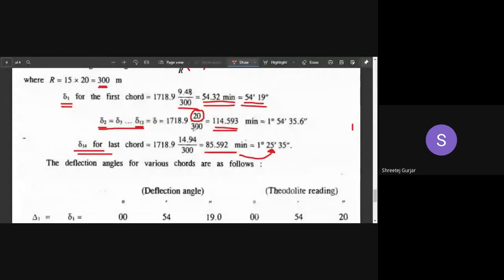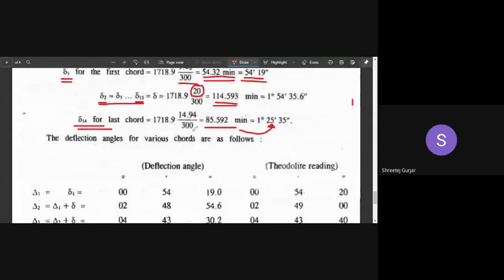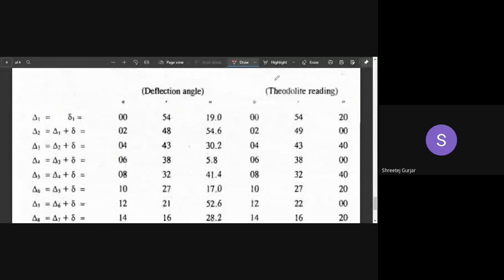Now you have to prepare this particular tabular column. No need of this particular tabular column, this theodolite reading. No need of preparing this. Only this deflection angle. If you prepare, it is fine.